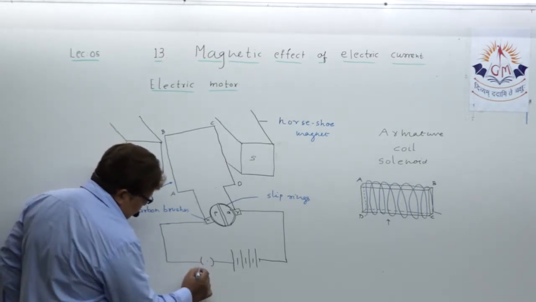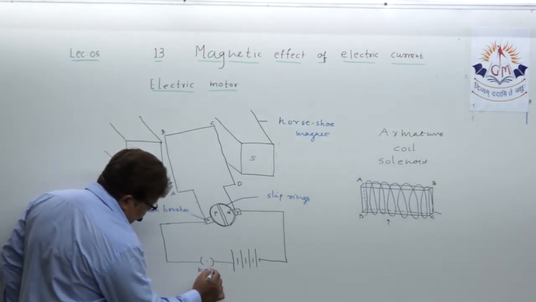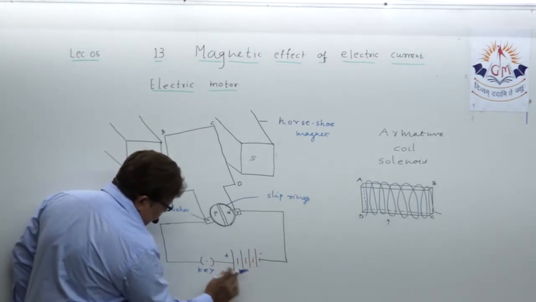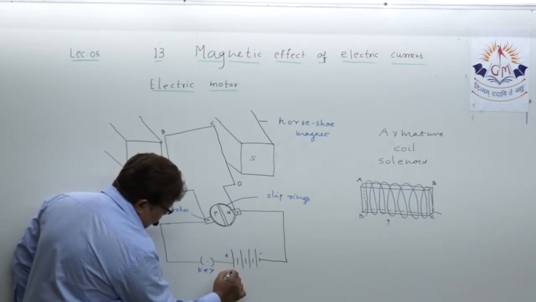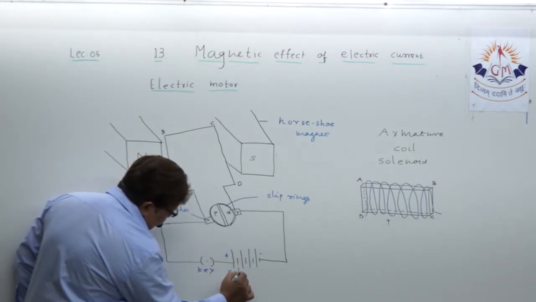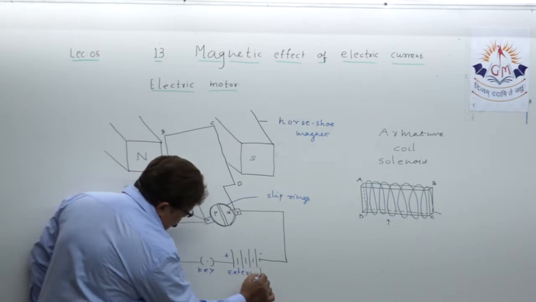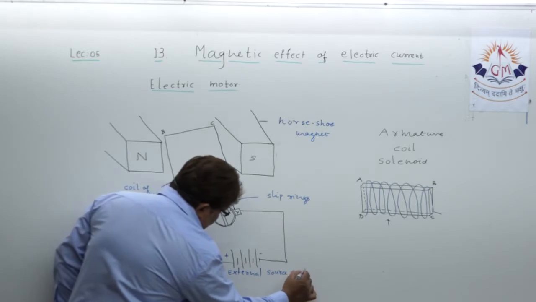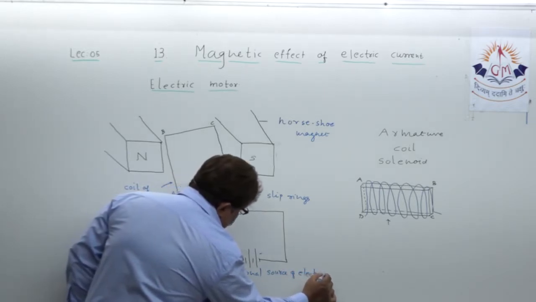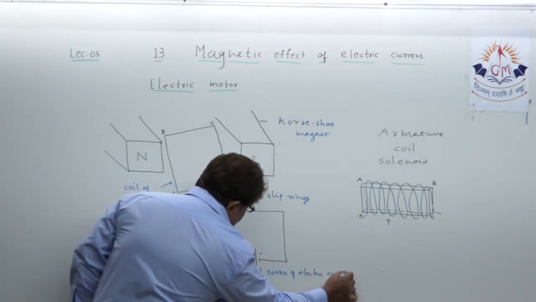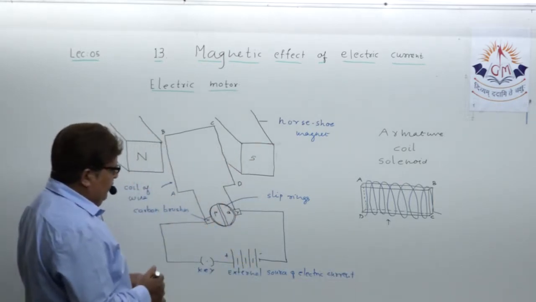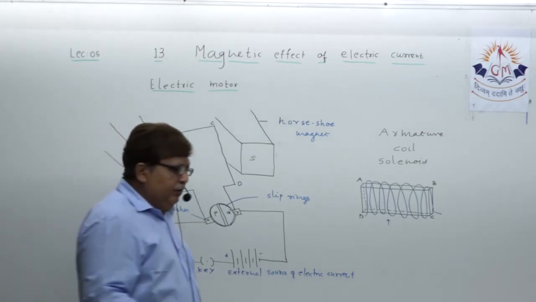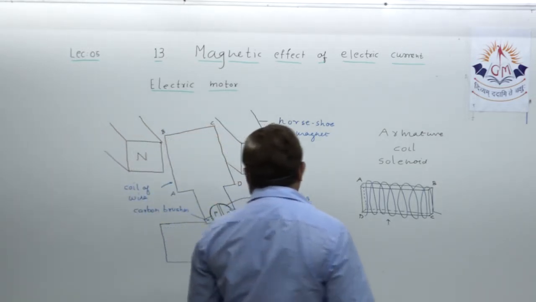Okay, dear student, this is key, and this is positive and negative. I will not call it battery, you can call it external source. External source of electric current. Okay, that means we are getting electric current from outside in our home, that is called external source of electric current.